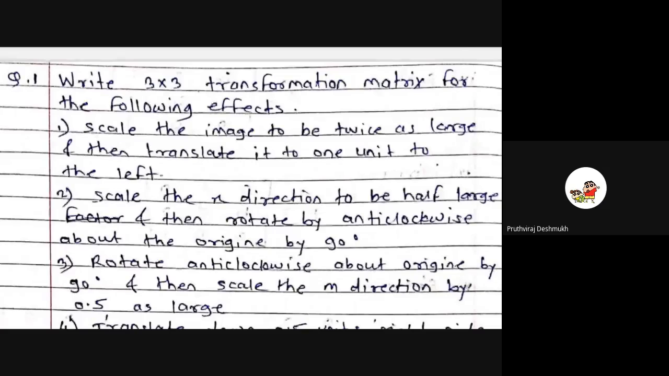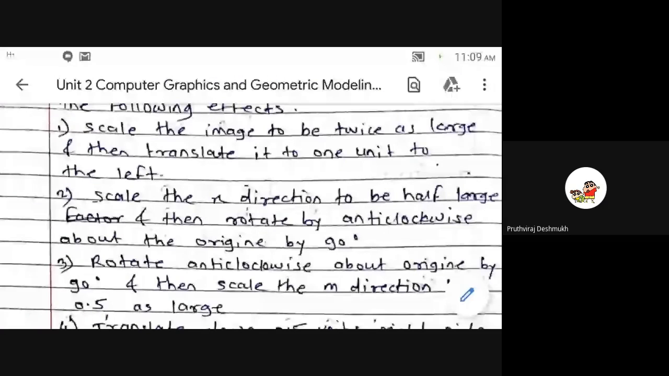Now, first is scale the image. The image is an object, and for the image there is no dimension given, because the image is considered as one overall object. Scale the image to be twice as large. That is the first part of the problem. Then we have to translate it 1 unit to the left. So let's start with the first point. We will solve the problem simultaneously.